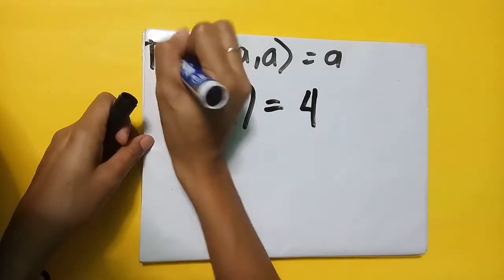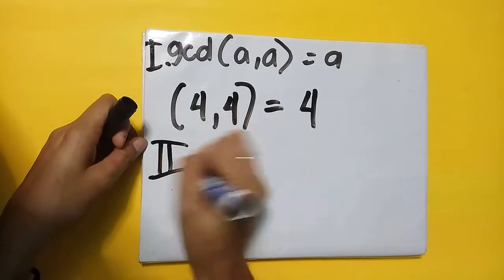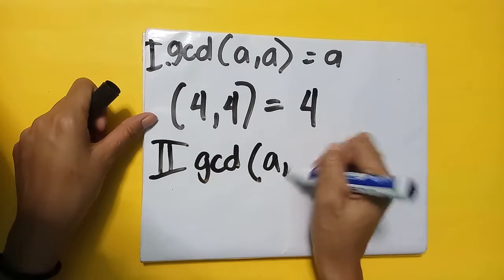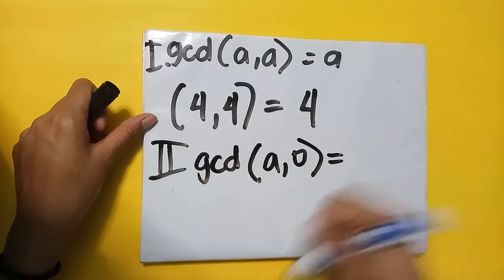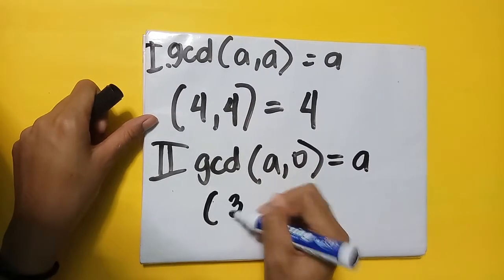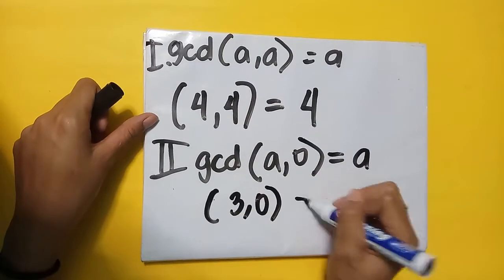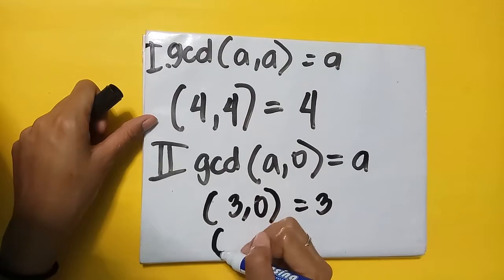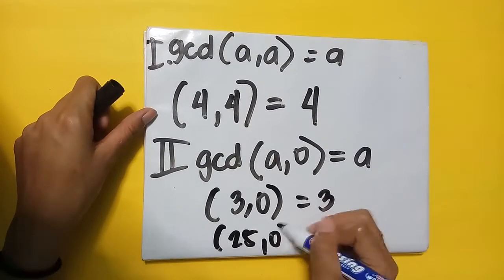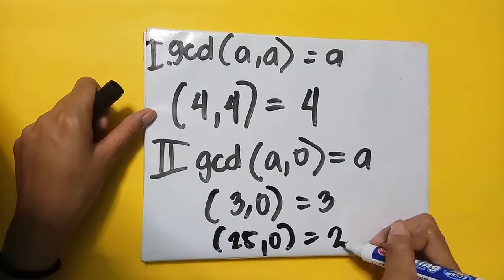In our next property, the GCD of A and 0 is also A. For example, we have 3 and 0. The GCD is 3. And another example, if we have 25 and 0, the GCD is 25.